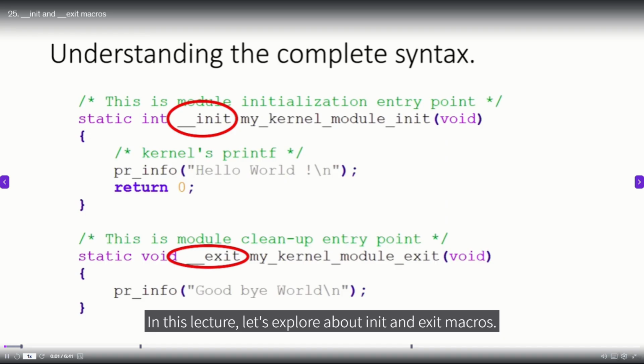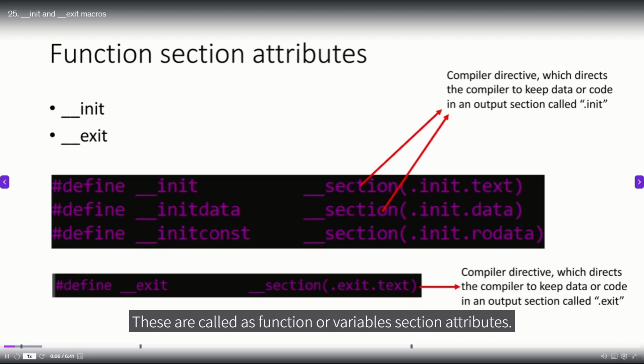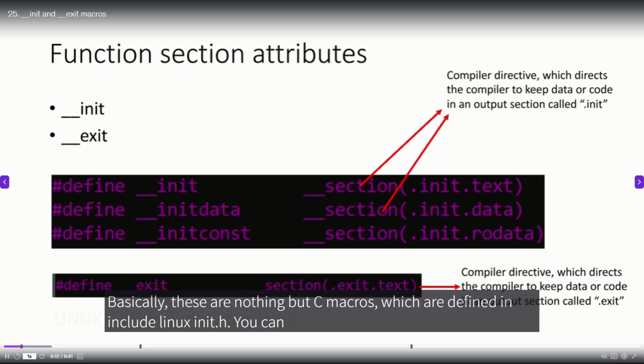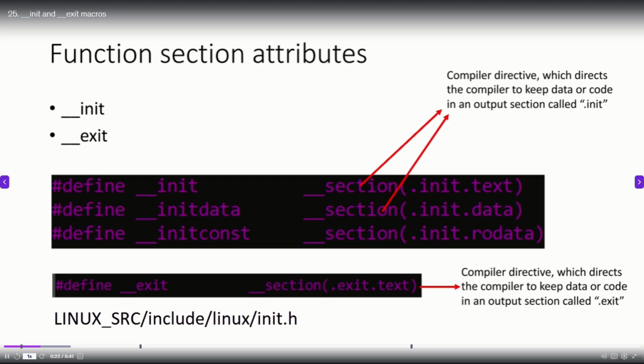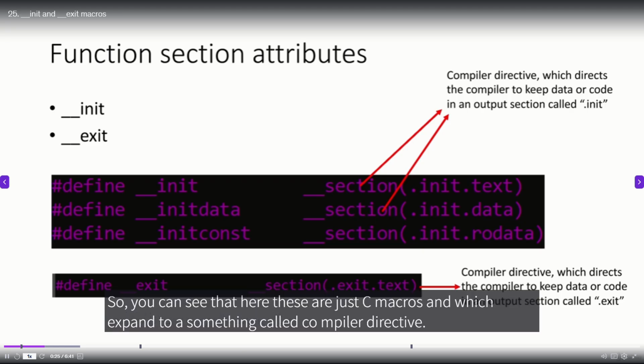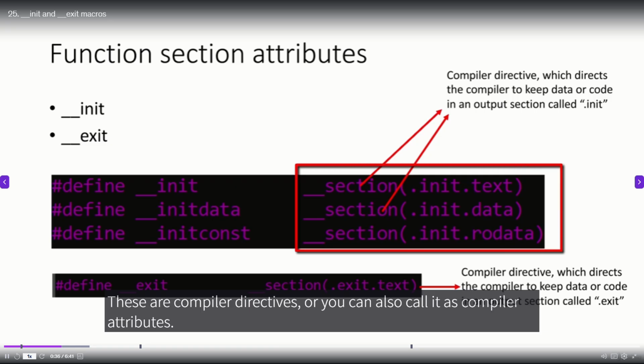In this lecture, let's explore the init and exit macros. These are called function or variable section attributes. Basically, these are nothing but C macros, which are defined in include linux init.h. You can open the init.h file and you will find these macros. So you can see that these are just C macros which expand to something called a compiler directive. These are compiler directives, or you can also call them compiler attributes.